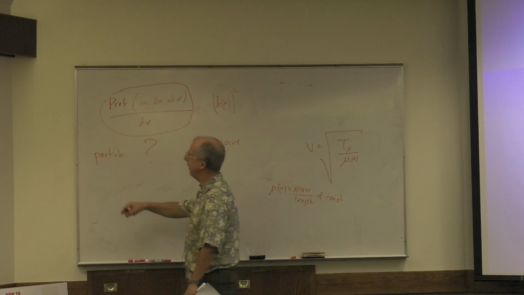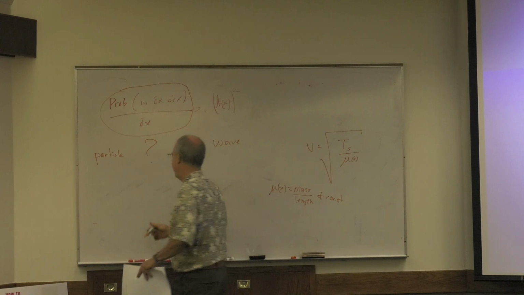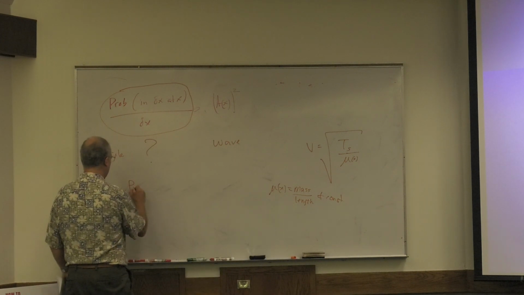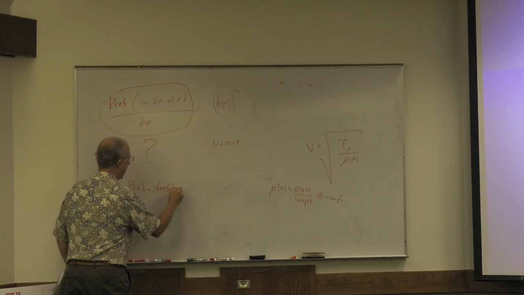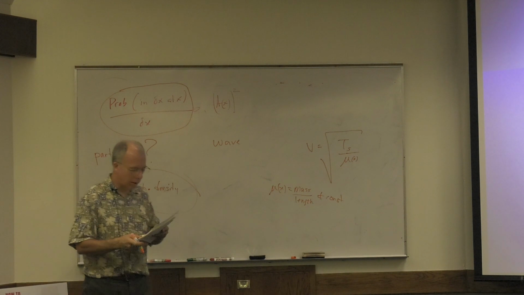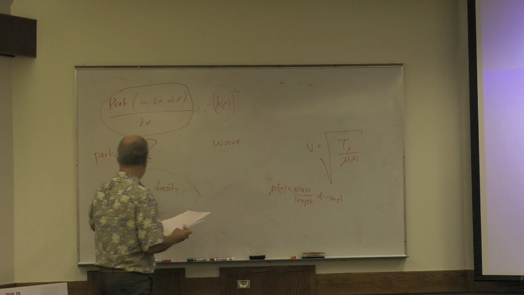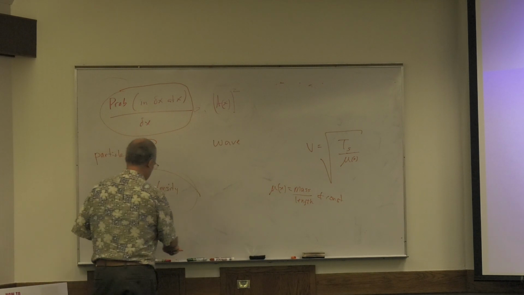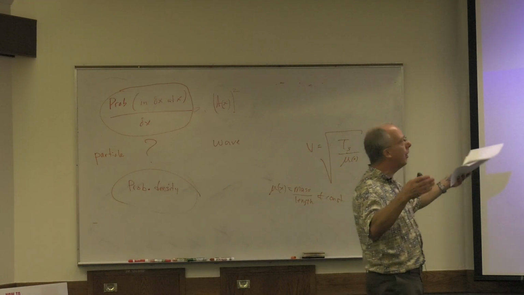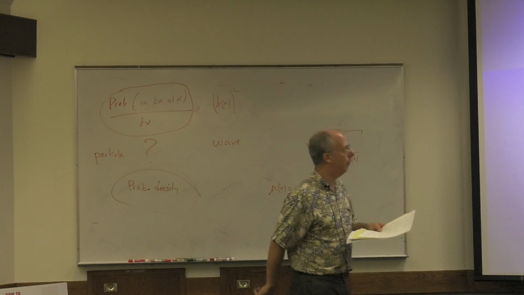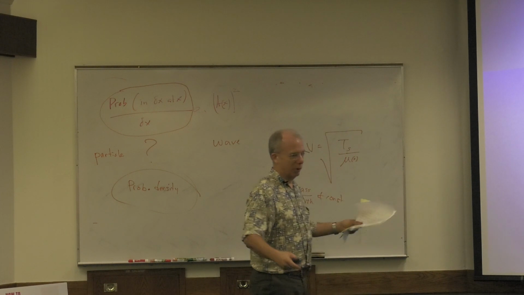So here we have probability per length. So what are we going to call it? You guessed it. We're going to call it probability density. It makes good sense. It's probability per length. If you want to be fancy, you can say linear probability density. I don't care. I just call it probability density. Most people just call it probability density because we're lazy.